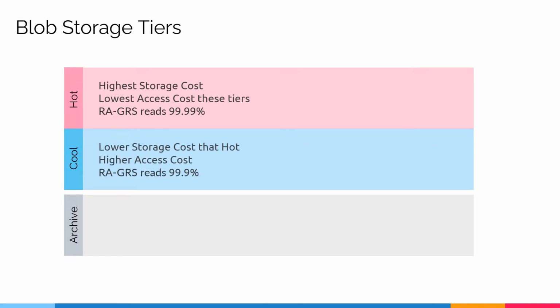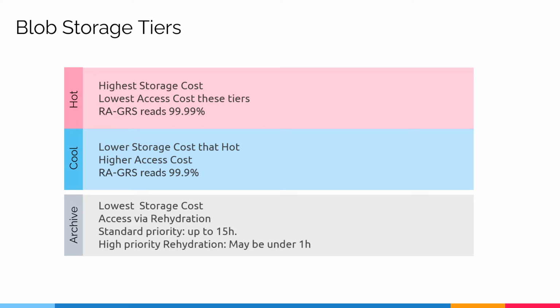The cool tier, in comparison, has a slightly lower storage cost than the hot tier. However, each time we access the file, it's going to cost us more money. The cool tier is designed for storing things like backup files that we keep in short term, disaster recovery, or just general files that aren't requested that often.